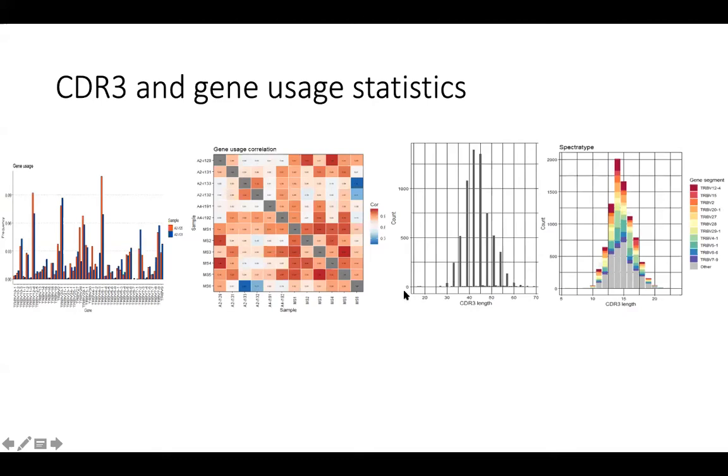We also profile the overall lengths of CDR3s because this also has a significance in the biology and what it could possibly mean in the context of the research question you're asking. And we also look at the frequency of the individual gene segments, and this again helps you identify the most dominant type of variable gene that's being used in your sample.